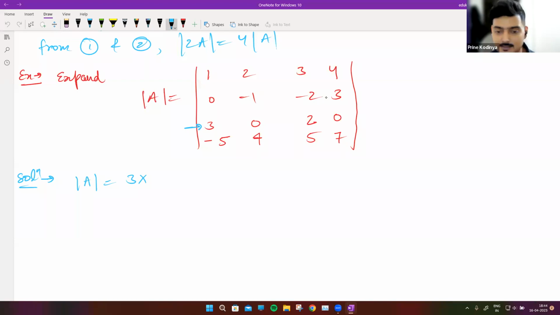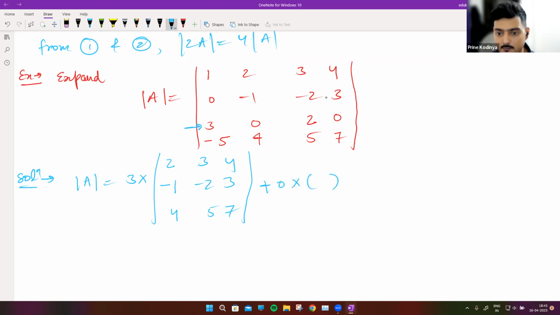So 3 into, this element belongs to 3rd row and 1st column. So 3 plus 1 is 4. Hence minus 1 to the power 4 would be plus. So I can directly write the minor of it. The minor would be 2, 3, 4; -1, -2, 3; and then 4, 5, 7.